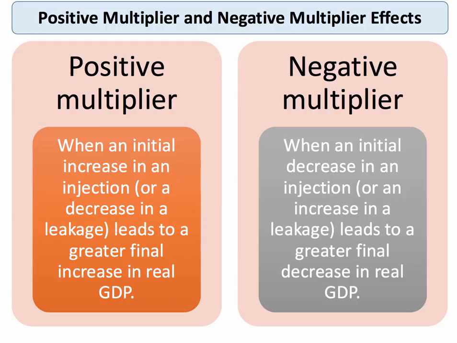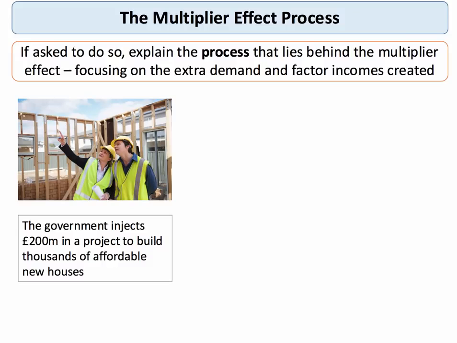A negative multiplier is the reverse. It's when an initial decrease in, for example, investment or perhaps government spending leads to a final decrease in GDP, which is greater than the initial proximate cause.